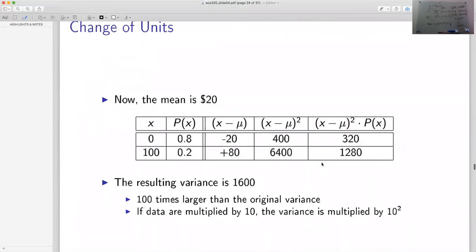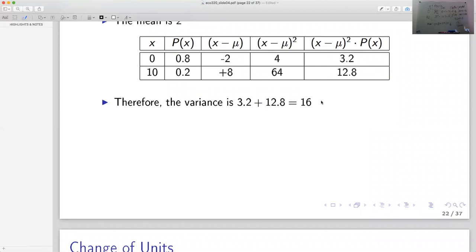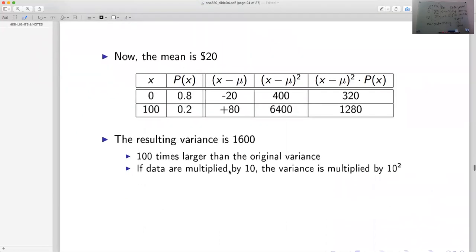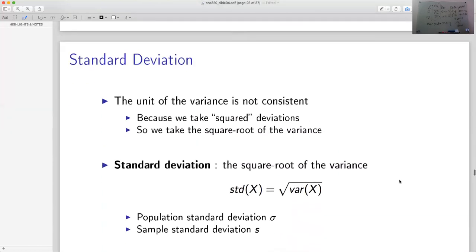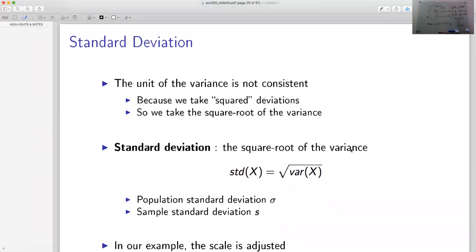Do exactly the same steps. The variance became 1600. It used to be 16. Can you notice something? It increased 100 times when the outcome increased 10 times. You're right. So if data are multiplied by 10, the variance is multiplied by the square of whatever multiplier. So these are some observations.